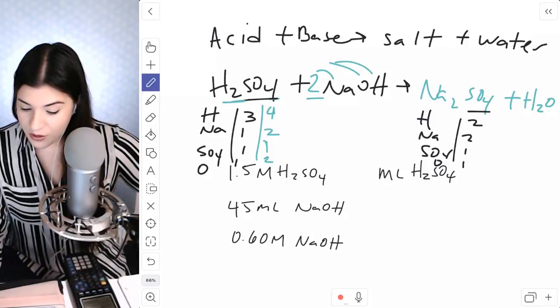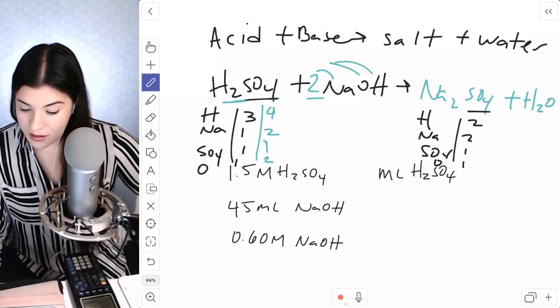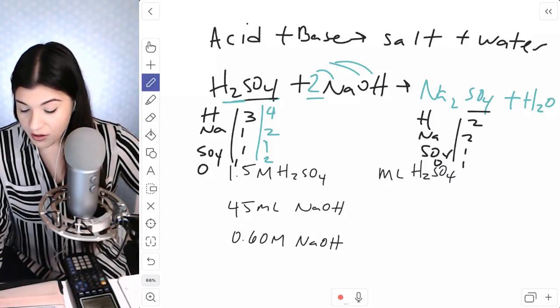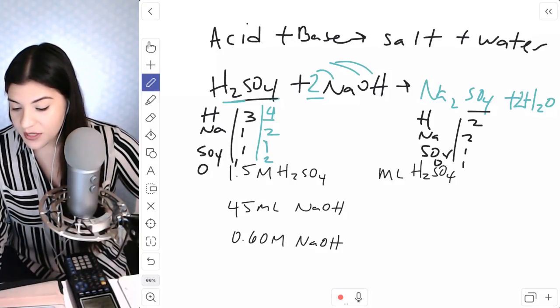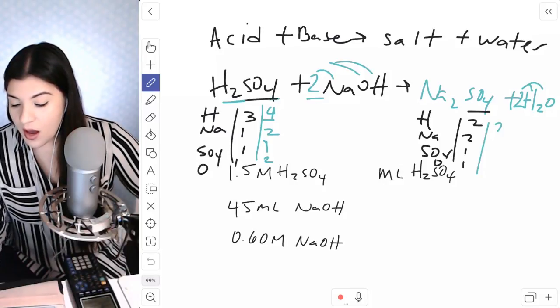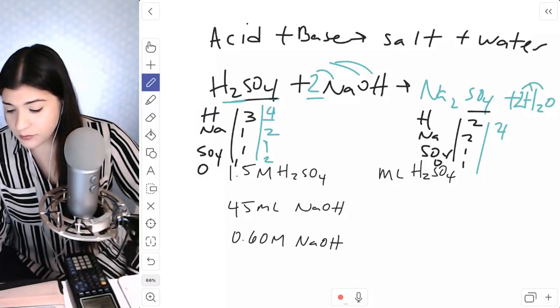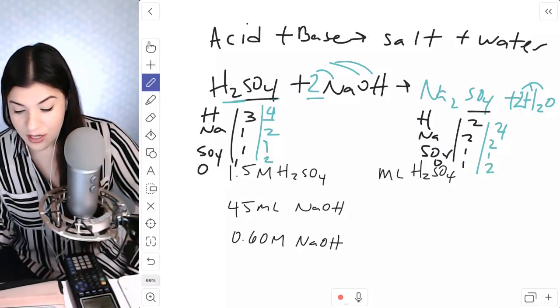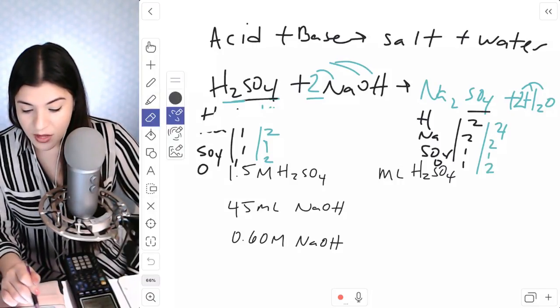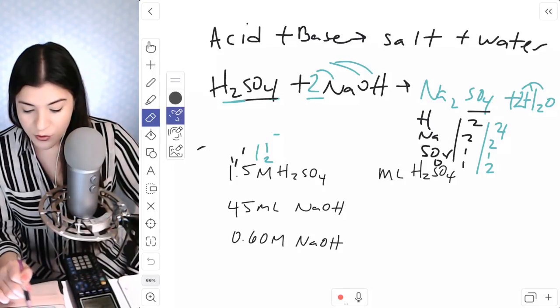And then next, why don't we balance out our hydrogens and oxygens? So since there's 4 on this side, I need 4 on this side. So I'm going to multiply by 2. So putting a 2, I will have 4 now. And then how many oxygens do we have? We have 2. Everything else is now balanced. Cool. So that's what we would want to do first.